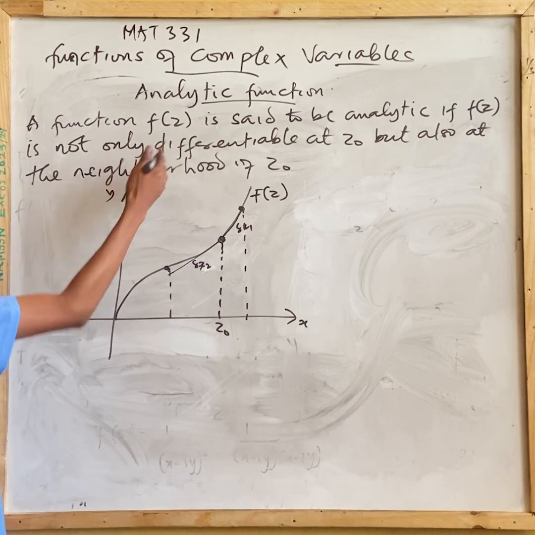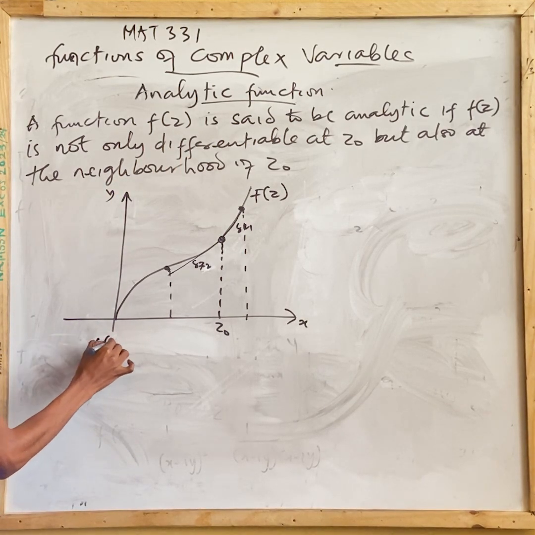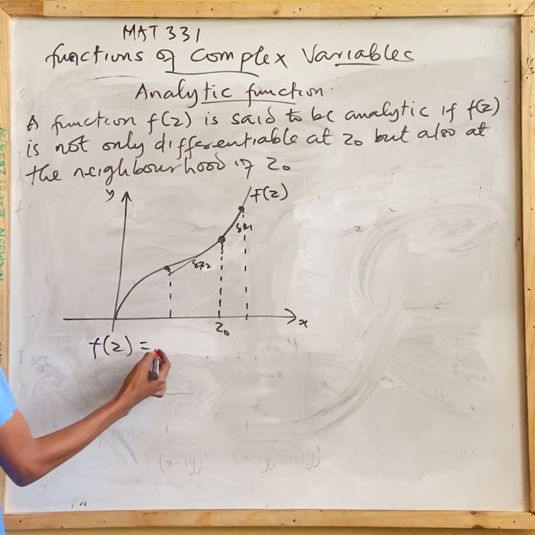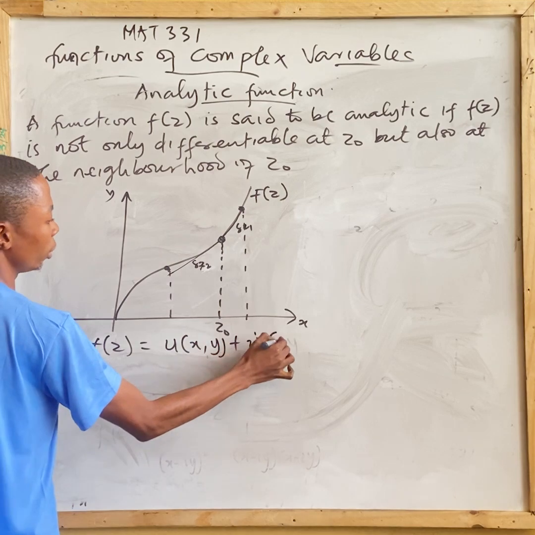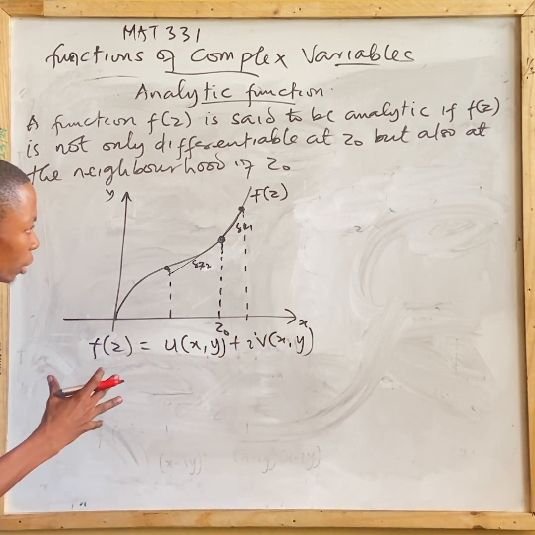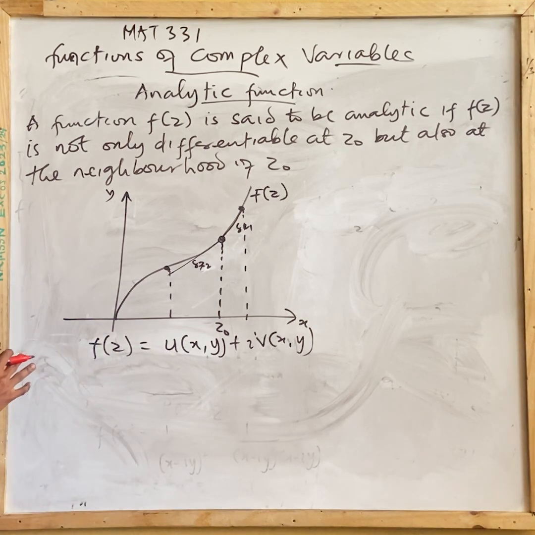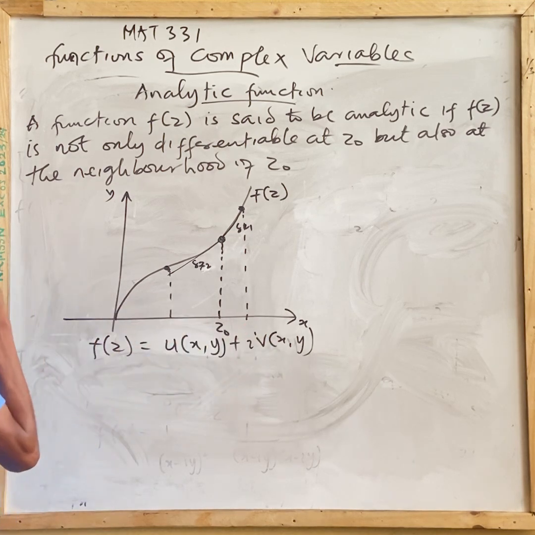Now, because f of z equals, from the beginning, u of x,y plus i v of x,y, I want to check if a function is analytic. There is one formula we normally use. So if f of z equals u(x,y) plus i v(x,y), now you remember differentiation from first principle.